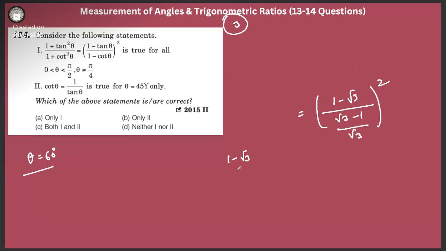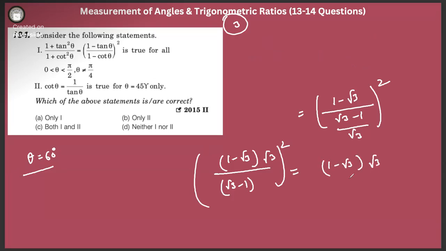So 1 minus root 3 divided by, we can take it over here as root 3 minus 1, whole square, is equal to 1 minus root 3 into root 3, then minus of 1 minus root 3 whole square.